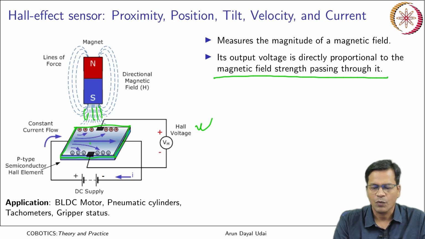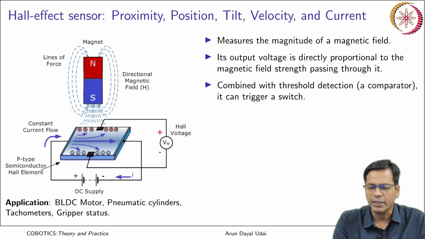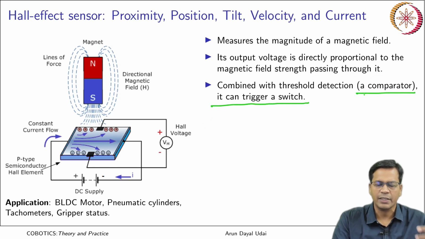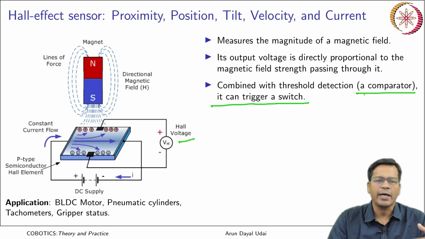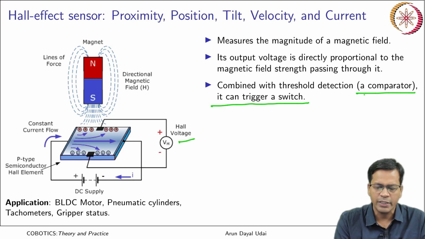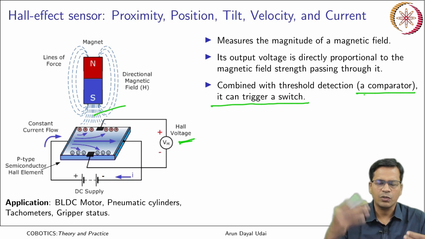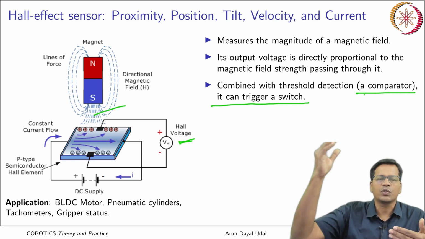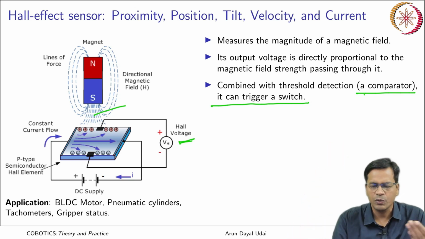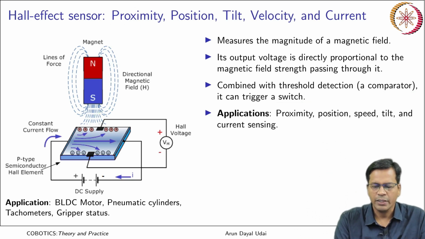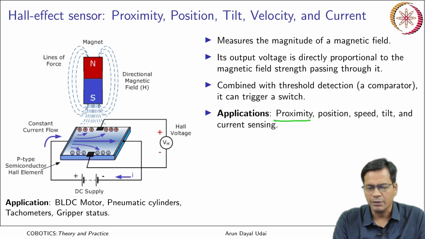this material. Okay. Combined with the threshold detection, that is a comparator, it can act like a switch. So, it can trigger a switch. So, Hall voltage is an analog voltage. So, it varies directly with the magnetic field strength that is here. So, you can make it a trigger so that it is thresholded. So, at a particular level it gives you a high signal, and below that it will give you a low signal. That way it can be used like a proximity sensor. Okay. Applications are proximity sensor, position sensing, speed, tilt and current sensing.